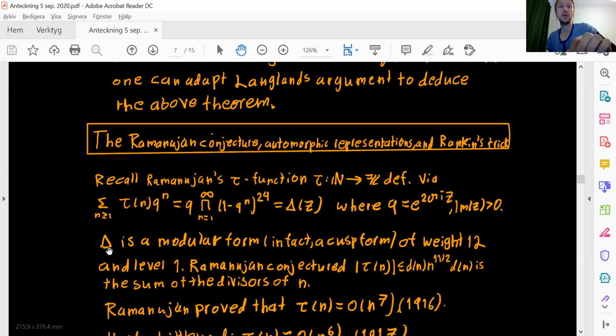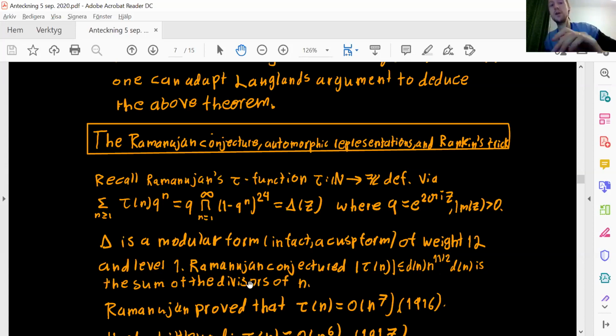Now you can show that delta, the function which I define by this infinite product, is a modular form. It's in fact a cusp form of weight 12 and level 1. And Ramanujan conjectured that the absolute value of tau(n) is less than or equal to d(n) times n^(11/2). Here d(n) is the number of divisors of n.